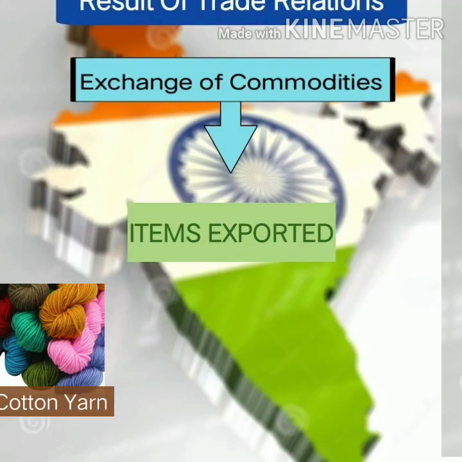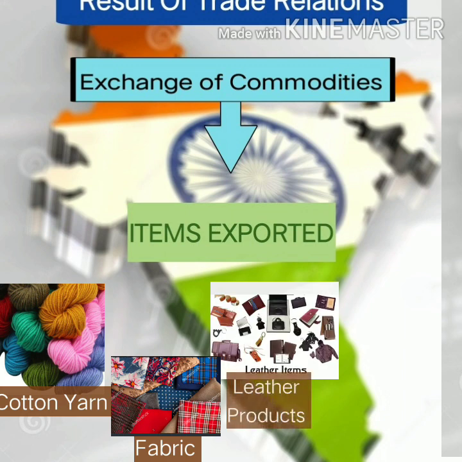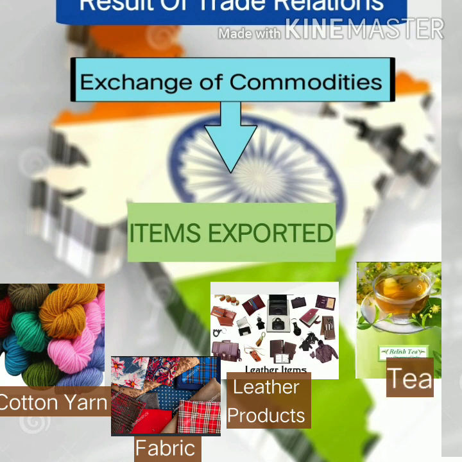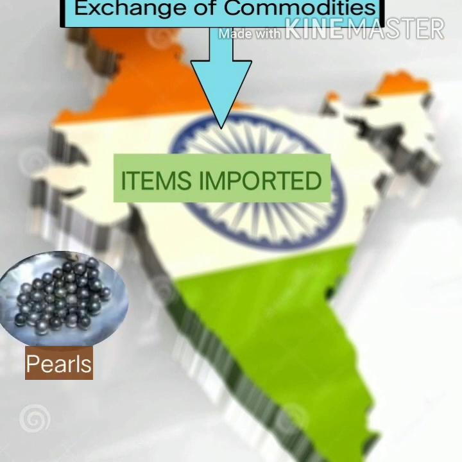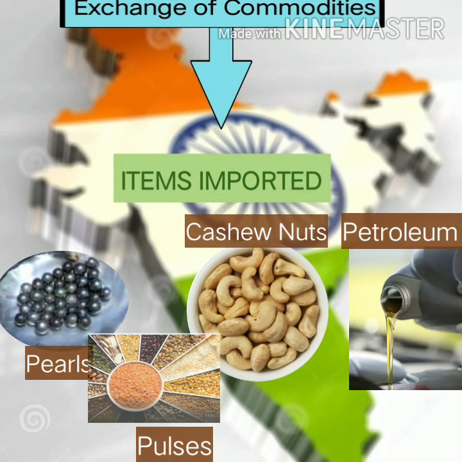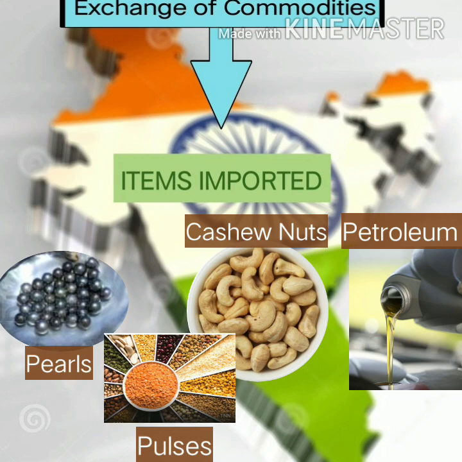Exchange of commodities as a result of trade relations. Due to the expansion in sea routes and airways, India is able to get connected with different countries, as a result of which India is able to import and export different types of products. Now let's talk about the products that India has exported. India has exported cotton yarn, fabric, tea and leather products, whereas petroleum products have been mostly exported by India. Now let's talk about the products that India has imported. India has imported petroleum, pearls, cashew nuts and pulses, whereas crude petroleum has been mostly imported by India.